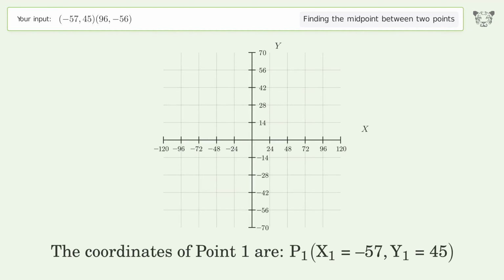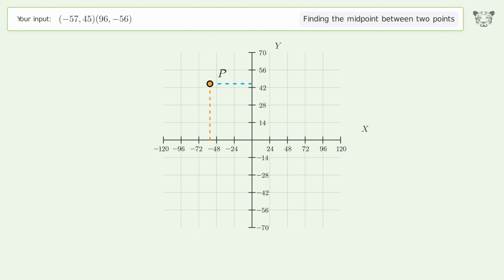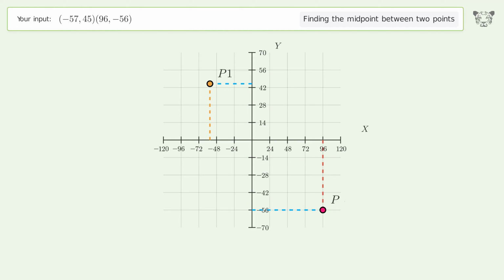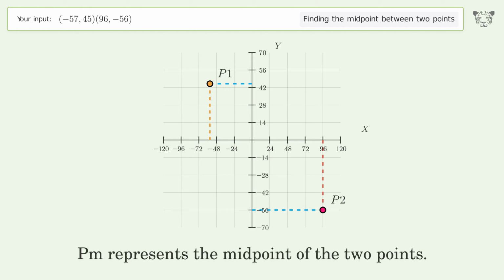The coordinates of point 1 are, x1 equals negative 57, y1 equals 45. The coordinates of point 2 are, x2 equals 96, y2 equals negative 56. PM represents the midpoint of the 2 points.